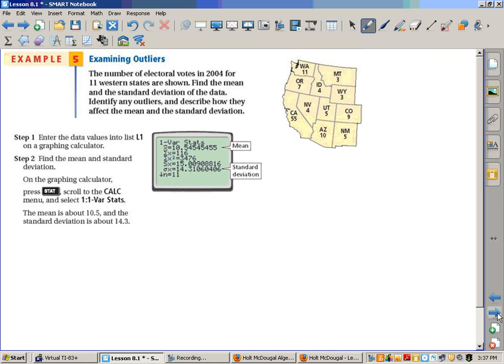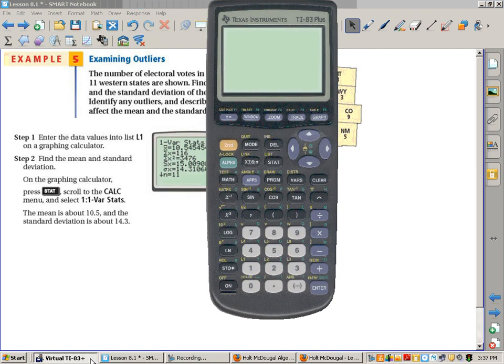If you were to find the mean, you'd take 11 plus 3 plus 7 plus 4 plus 3, all of those electoral votes, add them all up and divide by the 11 states to see what the mean electoral votes are going to be. We're going to use our graphing calculator here.